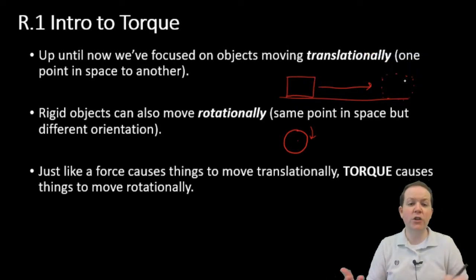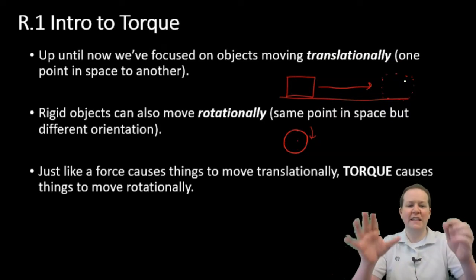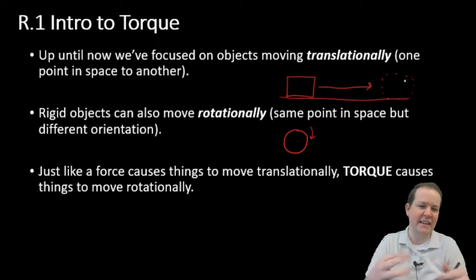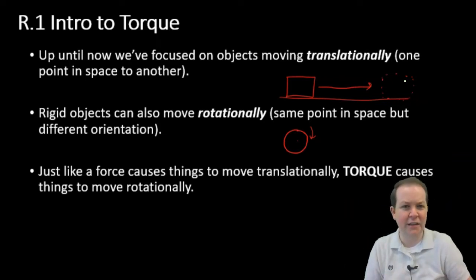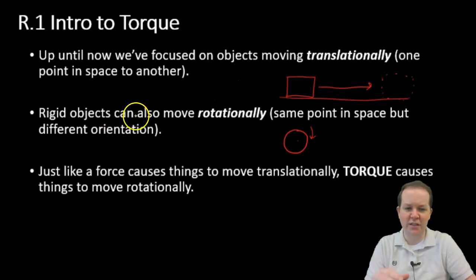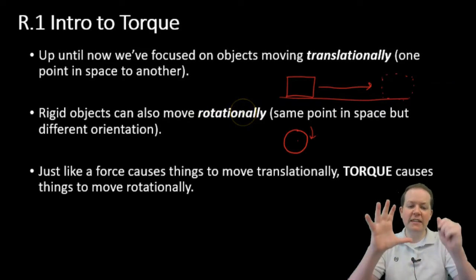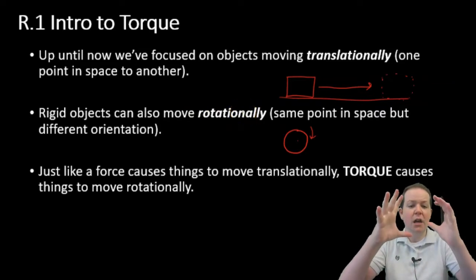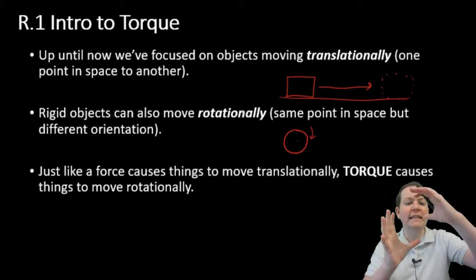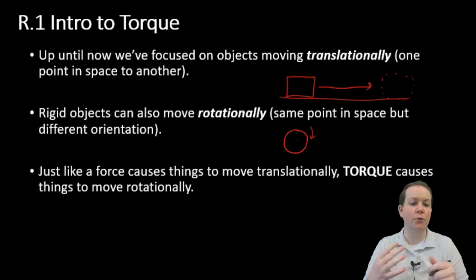But of course, rigid objects, and I say that term on purpose because we're not going to be dealing with slime or things that can bend and warp easily. It just makes our analysis a little more difficult. But rigid objects, like a wheel, so to speak, okay, it can also move rotationally, meaning the wheel stays in the same location, but it has a different orientation. That's what we mean by rotational motion.